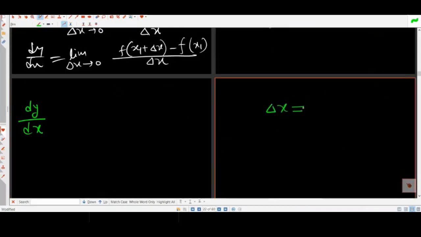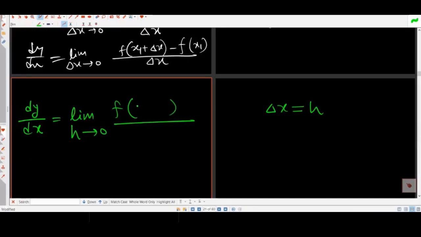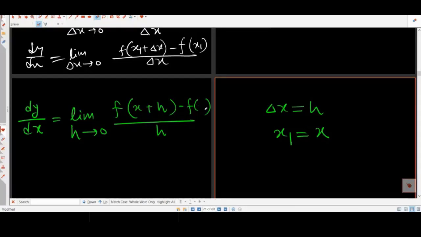Let's say delta x is ace. So we can write limit ace tends to 0 function of x1 plus ace negative function of x1 over ace. Why not we write x1 as x? Then it will be easier to denote. So we have finally dy dx equals limit ace tends to 0 function of x plus ace negative function of x over ace. So this is the definition of derivative. Using this definition, we can prove any formulas.